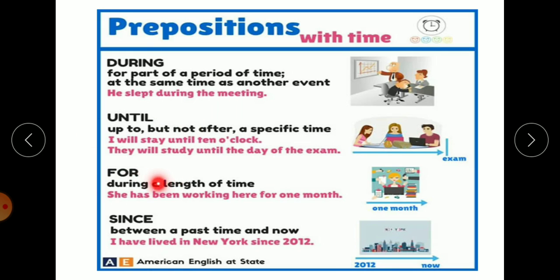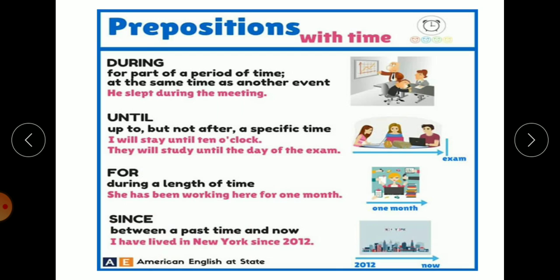Now for is used during the length of the time. Like when we are not specifying the time period, then we use for a length of time. Like she has been working here for 1 month. Now we don't know कि 1 month कितना महीना था, कौन सा month था, क्या था. So that is when the time period is not specified, but we are talking of a length of a time, we are using for.